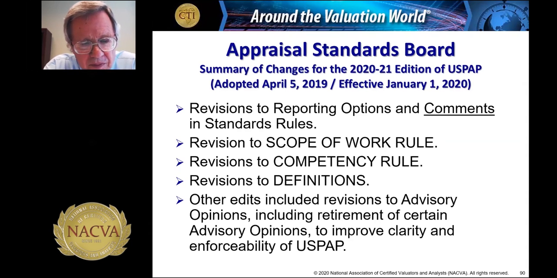Now, the summary of changes includes revisions to reporting options and comments and standard rules, revision to scope of work rule, revisions to competency rule, revisions to definitions, and other edits included revisions to advisory opinions, including retirement of certain advisory opinions to improve the clarity and enforceability of USPAP. Now, let me mention further that USPAP allows oral appraisal reports, purchase price negotiations, appraisal reviews, and calculation engagements.